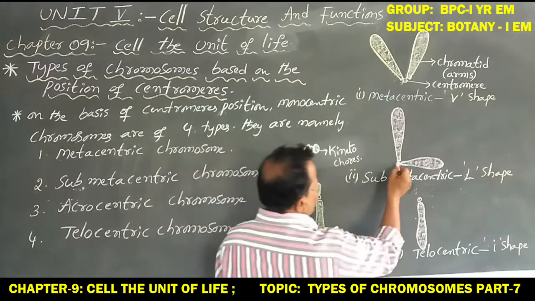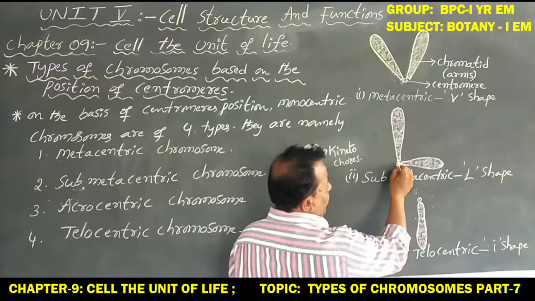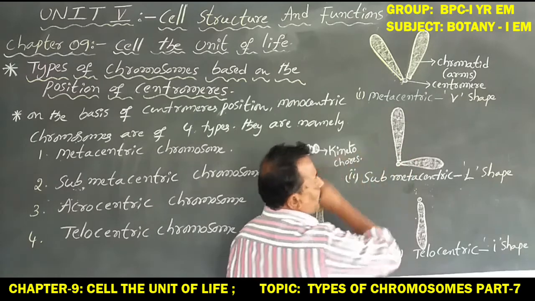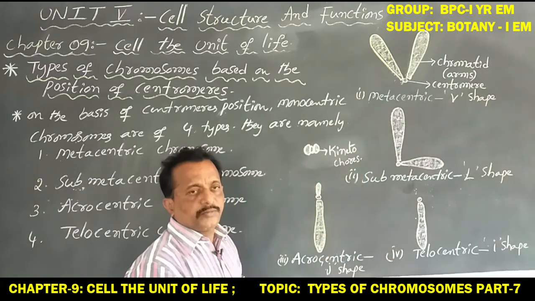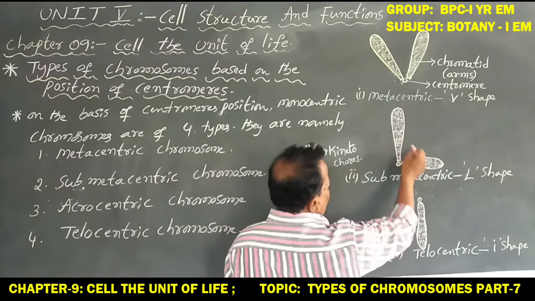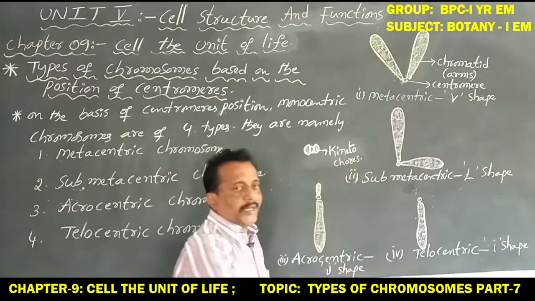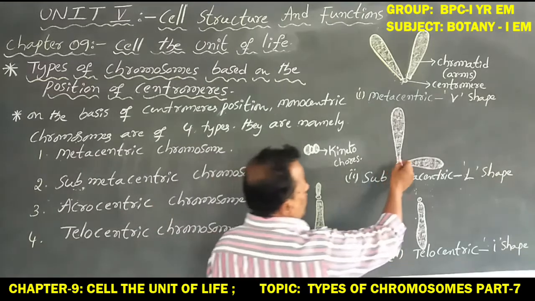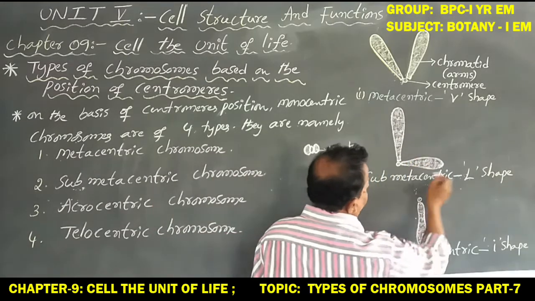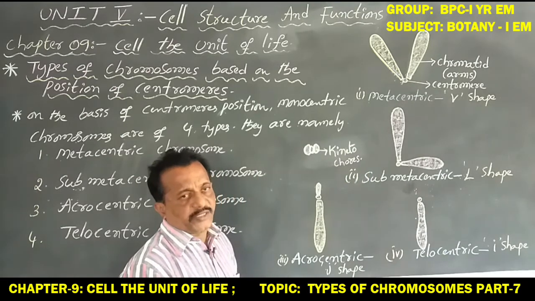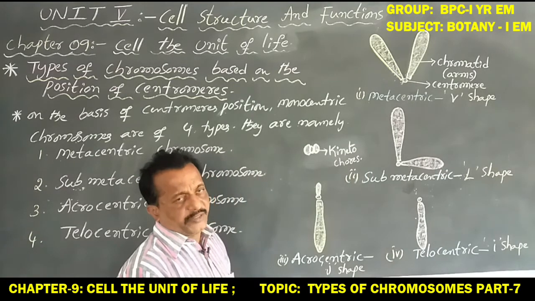Second one, submetacentric chromosome. Dear students, the centromere is present slightly away from the middle of the chromosome. So both the arms or both the chromatids are unequal in length, and the chromatids appear L-shaped during anaphase.